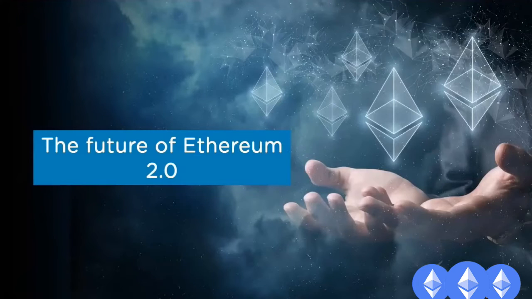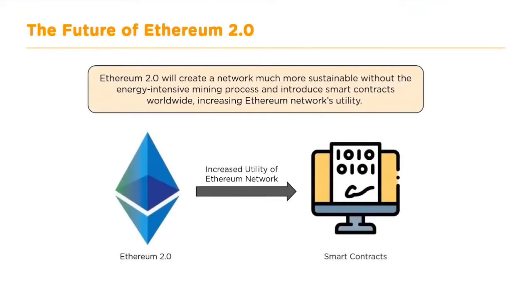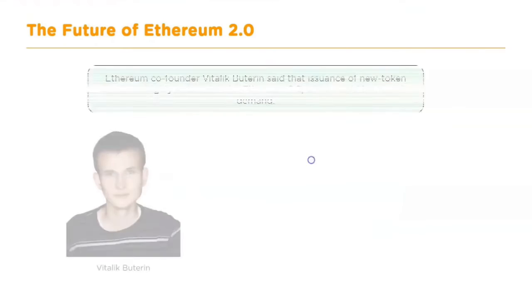So, what is the future of Ethereum 2.0? If executed properly, this transition to Ethereum 2.0 could be a total game changer. It will create a modified network that could potentially process 1 lakh transactions per second and a much more sustainable network without the energy intensive mining process. And it will introduce smart contracts worldwide, increasing the Ethereum network's utility.